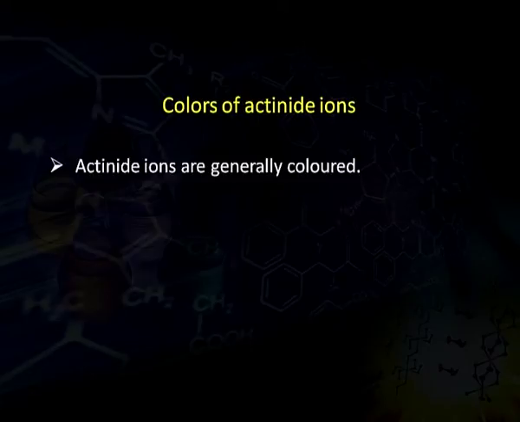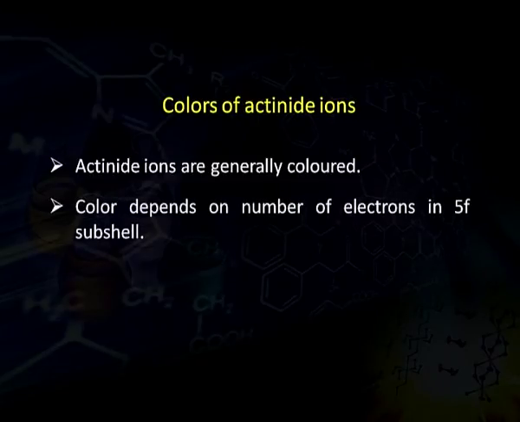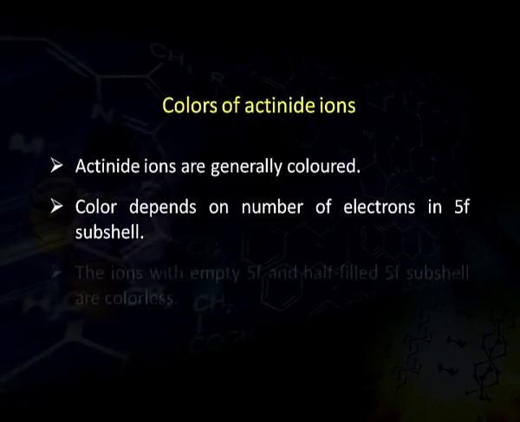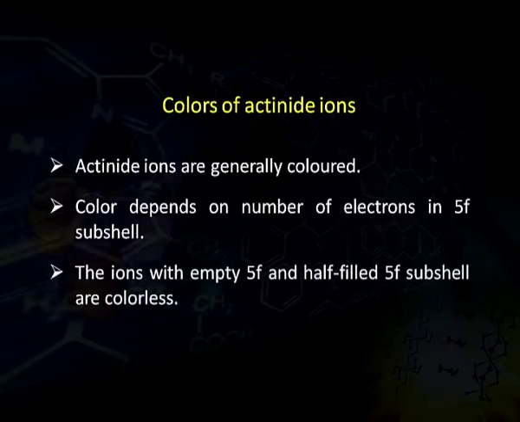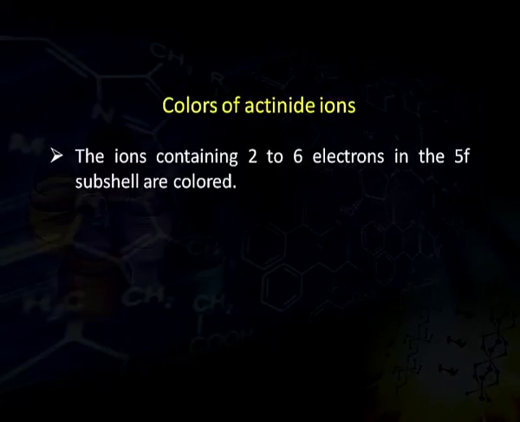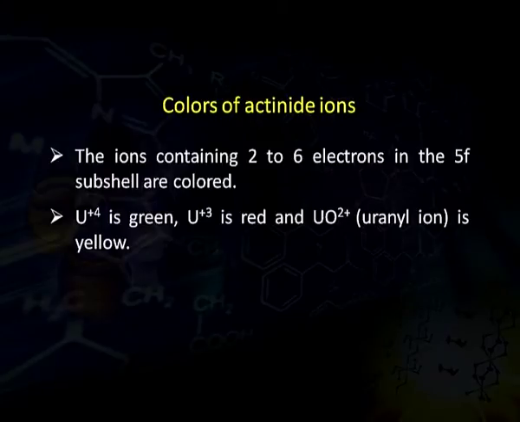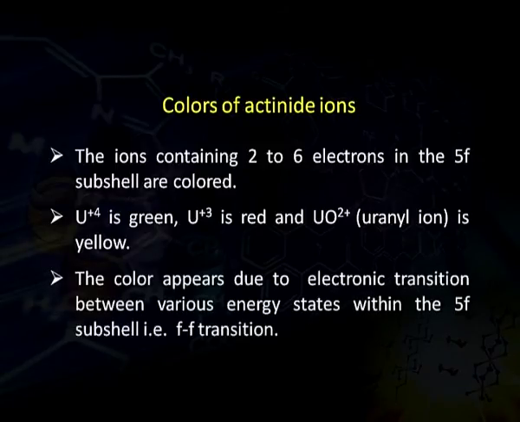Actinide ions bear colors. The color depends on the number of electrons in the 5f subshell. The ions with empty 5f and half-filled 5f subshell are colorless. The ions containing 2 to 6 electrons in the 5f subshell are colored. Uranium +4 is green, uranium +3 is red and the uranyl ion is yellow in color. So, the species of uranium bear the green, red and yellow colors.